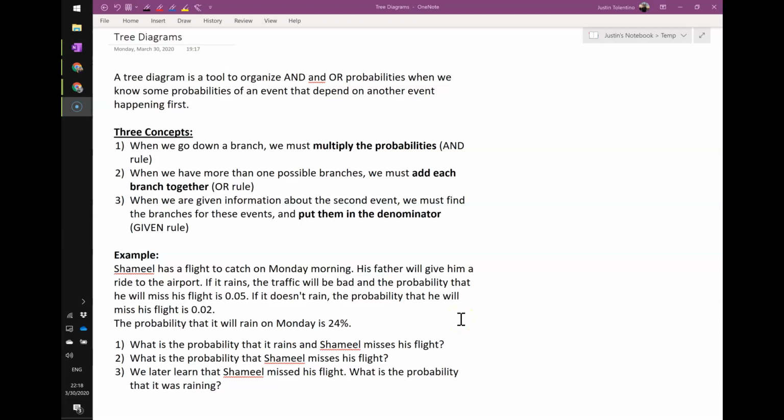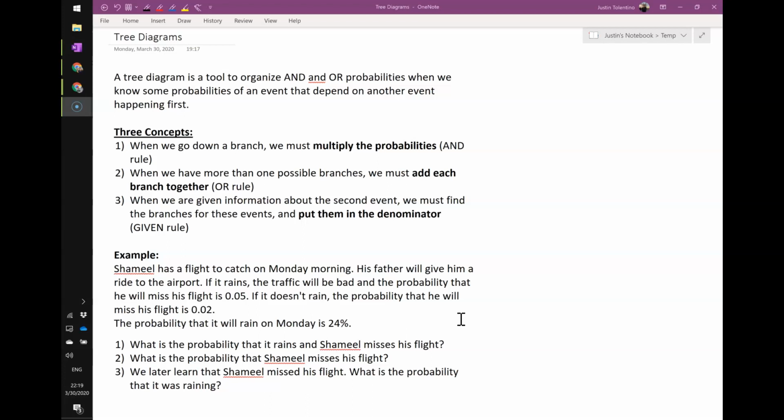For this video, we're going to take a look at using tree diagrams again in order to solve problems of probability that can be organized using a tree diagram. So what is a tree diagram? It's a tool that we can use to help us organize these and or probabilities, specifically when we know some probabilities of an event depend on another thing happening first.